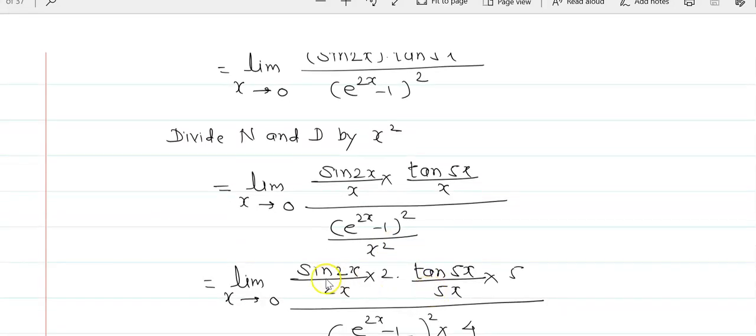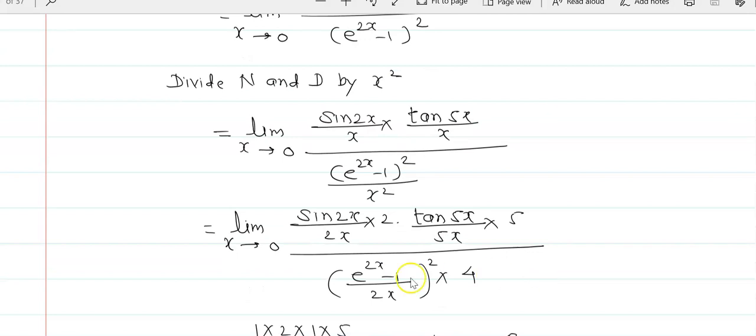Now here we will adjust 2 for the sin of 2x upon 2x into 2, tan of 5x upon 5x into 5. And what about here? e raised to 2x minus 1, but we have x square, so there must be 4x square. Therefore, (e raised to 2x minus 1 upon 2x) whole square into 4. That is, the 4 is adjusted here.